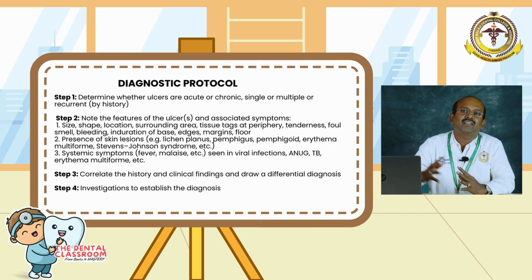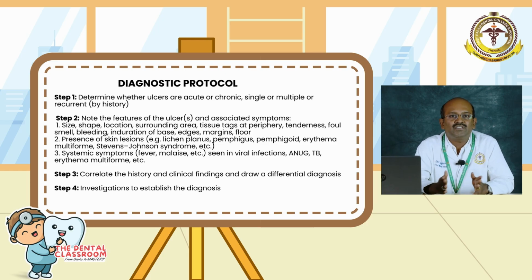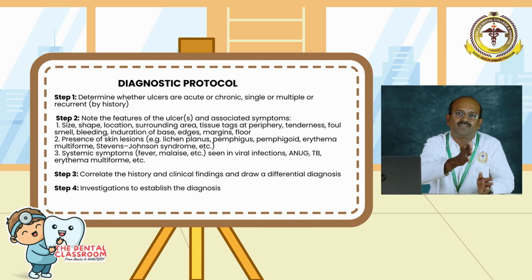With this, we can come to our diagnostic protocol. What is this diagnostic protocol? What all we have seen in this presentation, I am just going to summarize it to achieve the final diagnosis. We can divide it into 4 steps. First step, determine whether the ulcer is an acute ulcer or a chronic ulcer. Find out what group it falls under, acute or chronic. Then decide whether it is a single ulcer, multiple ulcer, or recurrent ulcer. With this brief heading, we can plot where this ulcer lies.